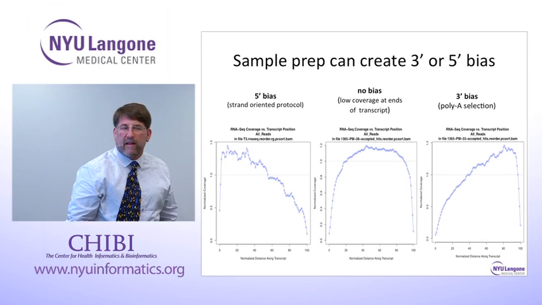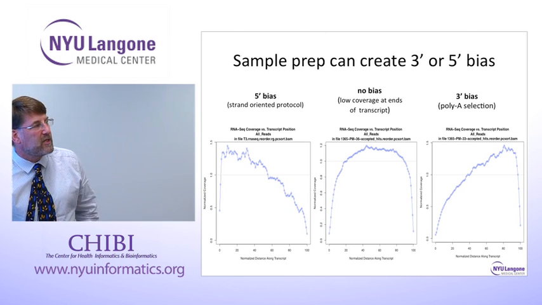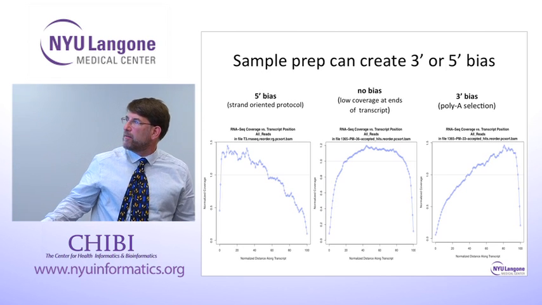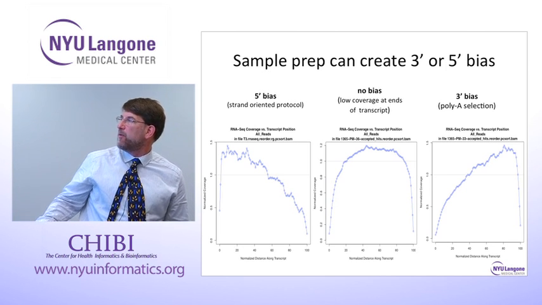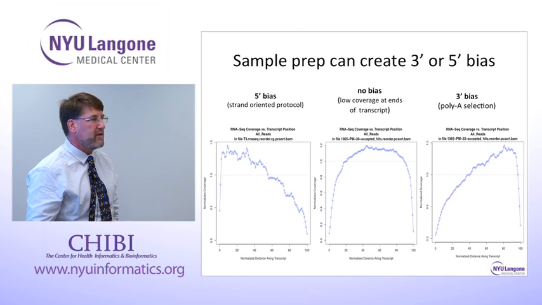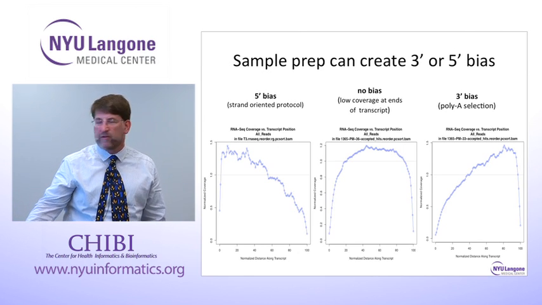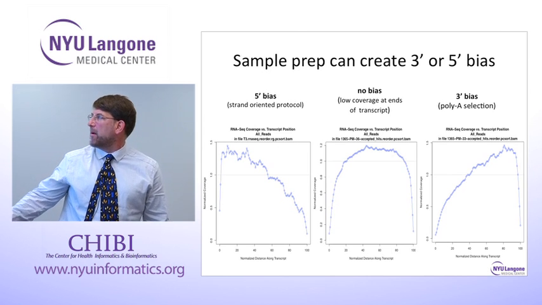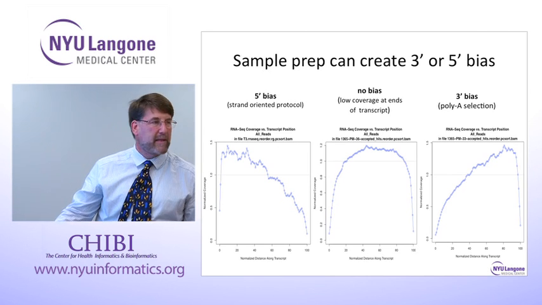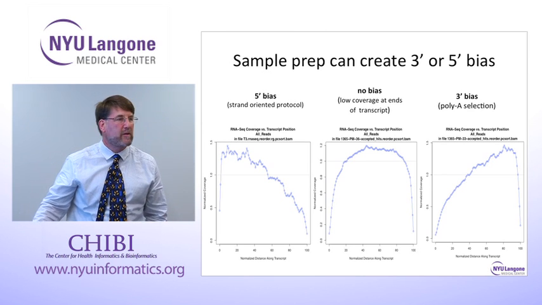So this is data that we actually produced from some different samples produced from different labs using relatively different sample prep methods. This is the standard Illumina sample prep method, which shows a pretty strong bias towards the 3' end of your transcripts. This is normalized to transcript length. So this is 100% of transcript length here. Or actually, this is the 3' end, 100% to the right, and this is all the way at the beginning.